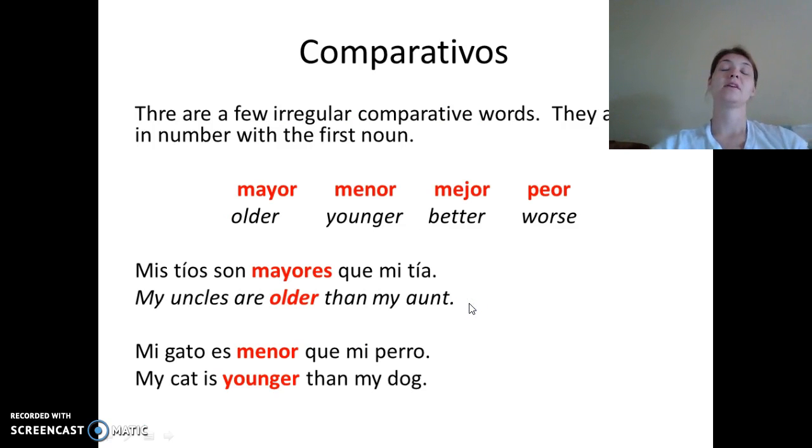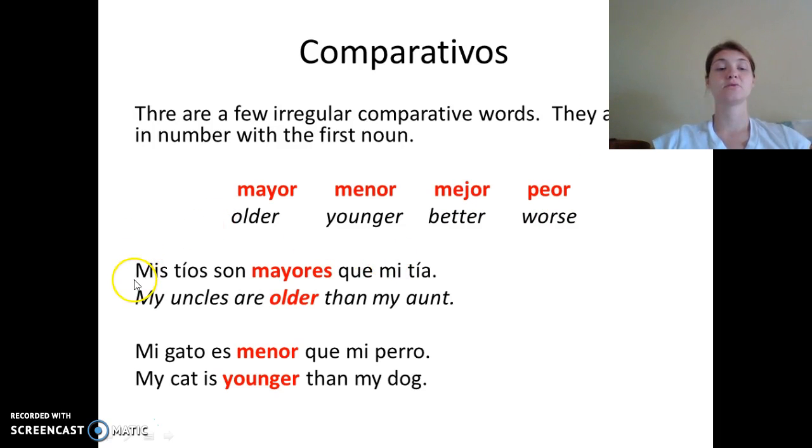Y por fin, there are a few irregular comparative words, and they will always agree in number with the first noun in your sentence when you're making your comparison. These words are kind of like in English when you want to say something is more good, you don't say gooder, you say better. Or if you want to say something is more bad, you say worse, not badder. Okay? So these words kind of fit that kind of paradigm. They're words you just kind of have to memorize and get stuck in your head. They are mayor for older, menor for younger, mejor for better, and peor for worse.